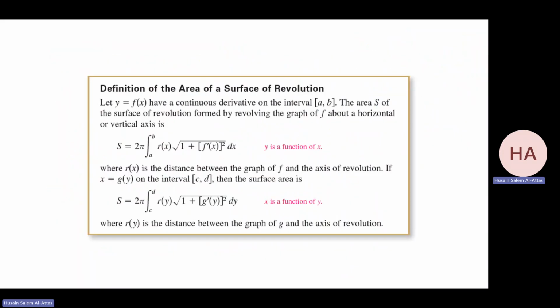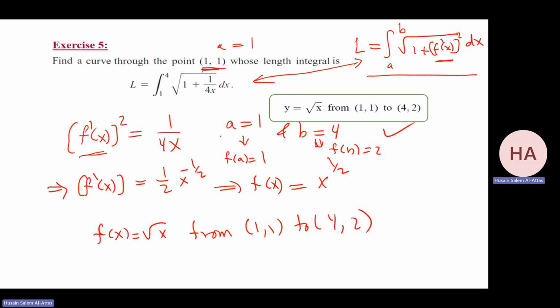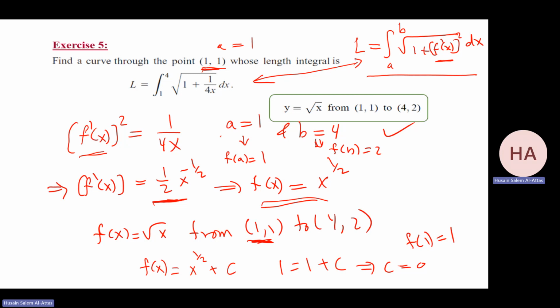We'll continue doing 7.4. Before I go to the area of the surface of revolution, let me just explain something here. When I do the integral, f of x should be x to the power half plus c. But I know one of the points which satisfy the function is that f of 1 equals 1. So that gives me 1 equals 1 plus c, so c equals 0. So it will be the same thing. f of x will be the same thing, square root of x, just to make it clear.